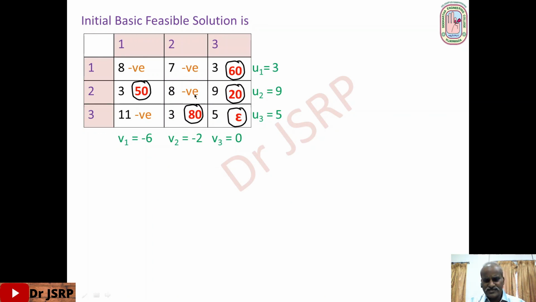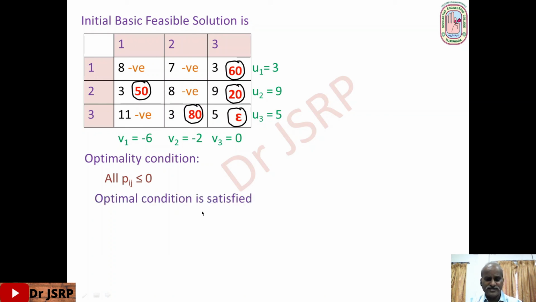Next, we verify the optimality condition. What is the optimality condition? All Pij less than or equal to 0. Observe that all penalties for non-basic cells are negative, so less than or equal to 0. All Pij less than or equal to 0. So the optimality condition is satisfied. The present solution is the optimal solution.